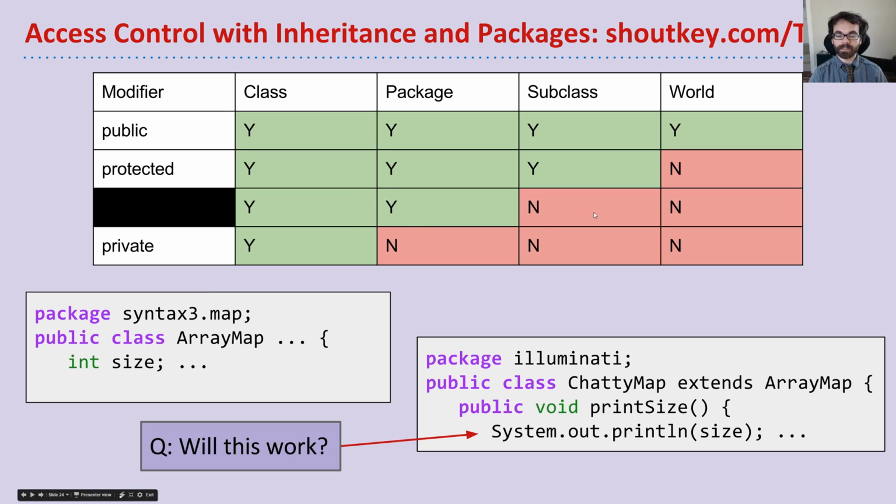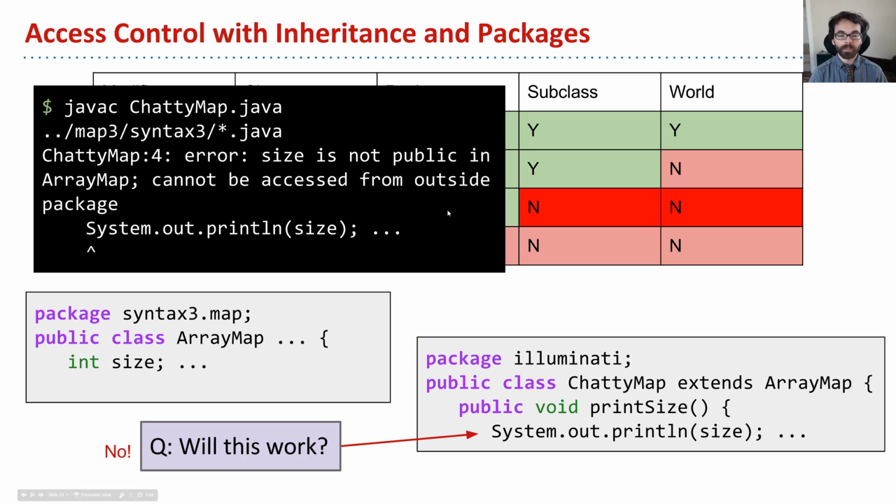Okay, I go here and we see red. And so at this point, I don't even think anymore. I say I don't satisfy either of the criteria for this to be allowable. And so in this case, it does not work. If we try to actually compile this, we get an error: size is not public, cannot be accessed from outside package. So with package private, even though it is extending ArrayMap, it does not have the ability to access ArrayMap's instance variables.